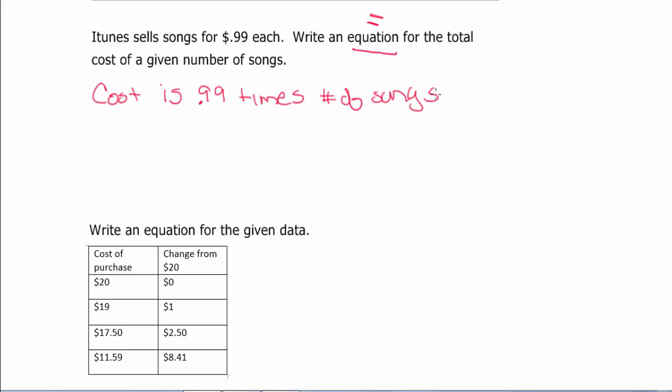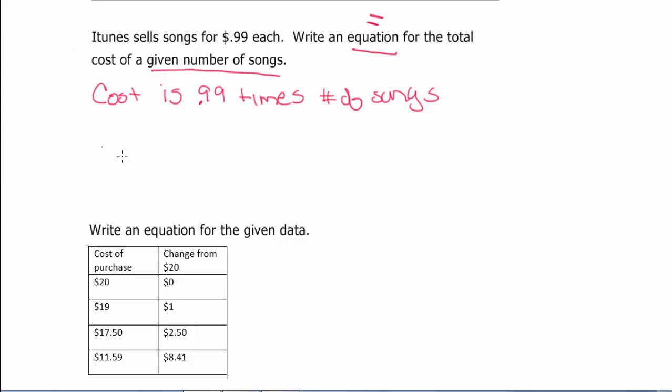Okay, and if you're like, I have no idea how you got that, just read it again. iTunes sells a song for 99 cents each. So if you buy one song, it'd be 99 cents. If you buy 2 songs, it'd be 2 times 99. If you buy 3 songs, it'd be 3 times 99 cents. If you bought 20 songs, it'd be 20 times 99. Okay, but we don't know how many songs, so it just says a given number of songs, so that's why we just put number of songs in there.